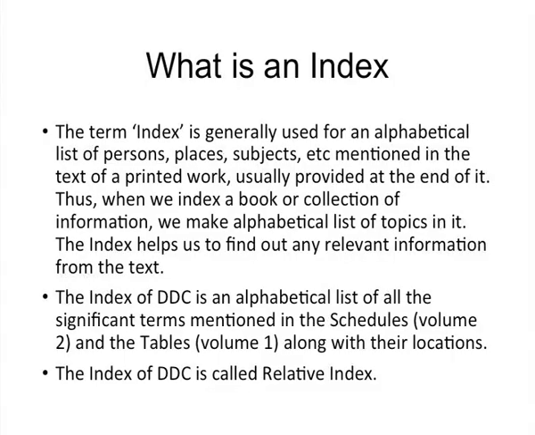The index of DDC is an alphabetical list of all the significant terms mentioned in the schedules, that is the second volume of DDC, and the 7 auxiliary tables which are mentioned in volume 1 of DDC, along with their locations. The index of DDC is called the relative index. Why is it known as relative index?